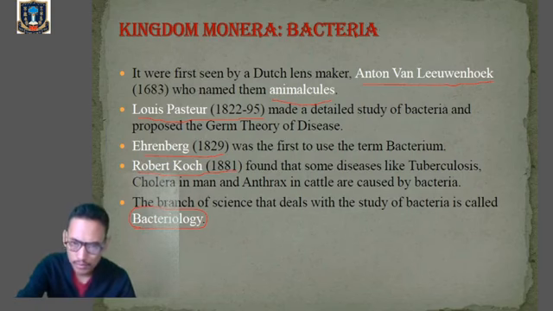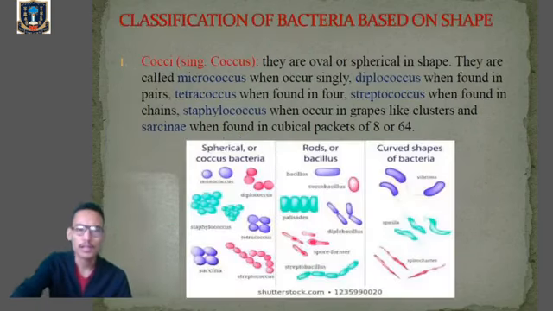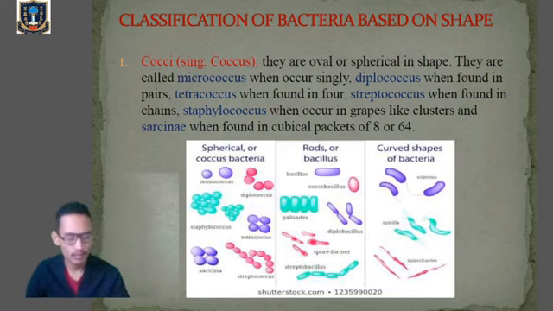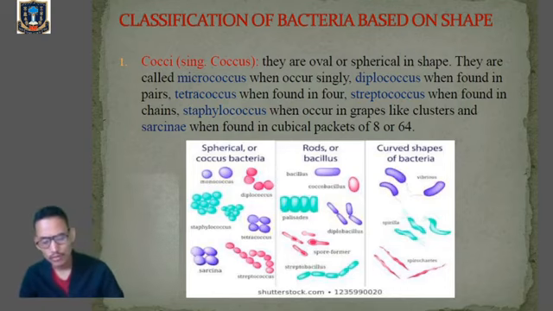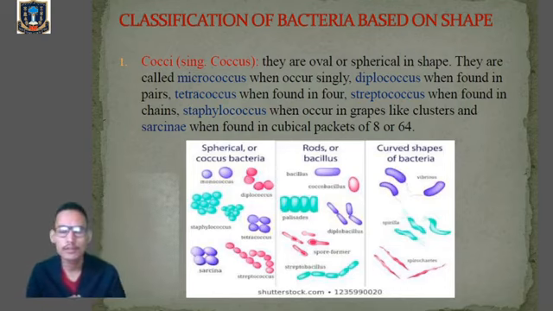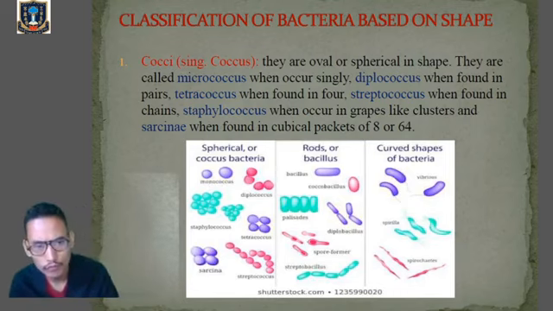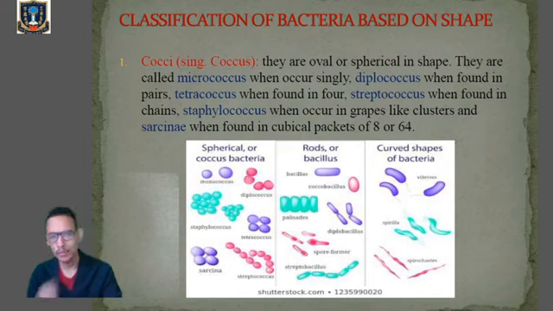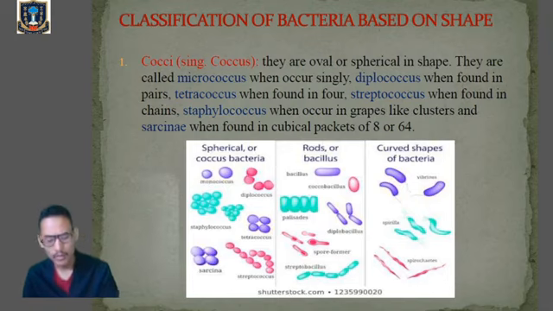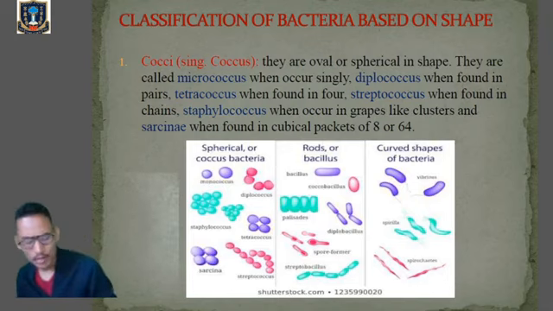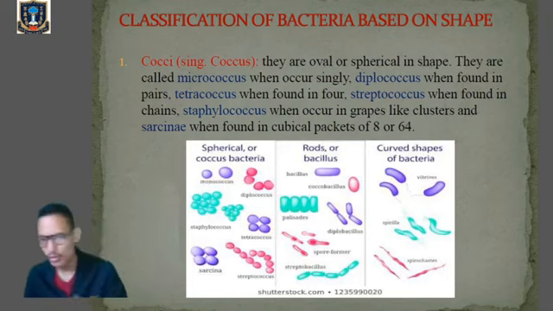So let's come back to the topic under the syllabus: classification of bacteria based on their shape. Clear? Generally, when we consider the types of bacteria according to shape, we have four types of bacteria. First one is cocci, C-O-C-C-I, cocci or coccus, then bacilli or bacillus, then spirilla or spirillum, and vibrio. We'll go through them one by one.